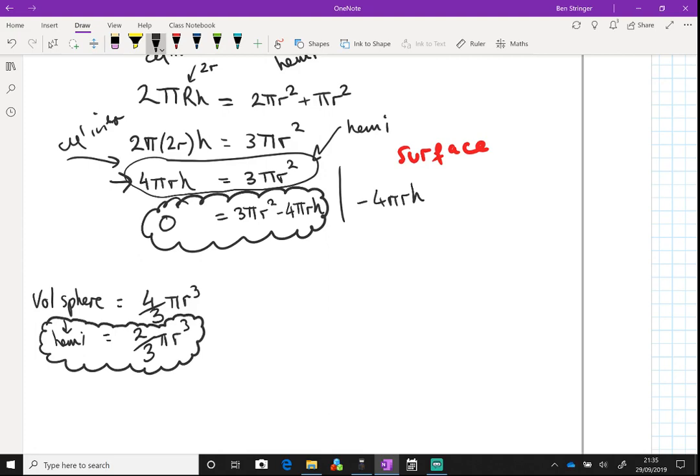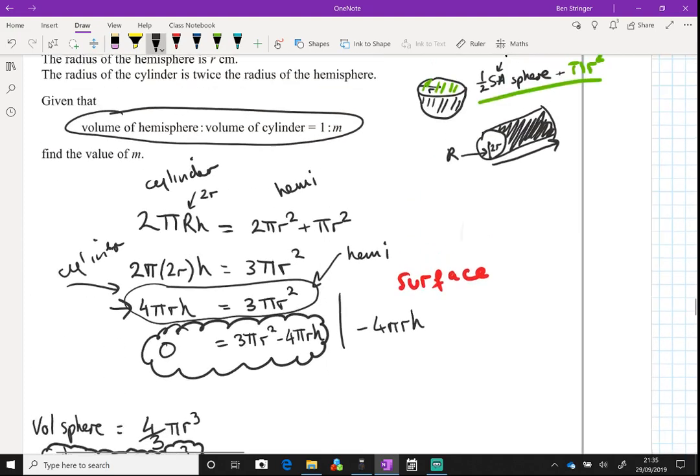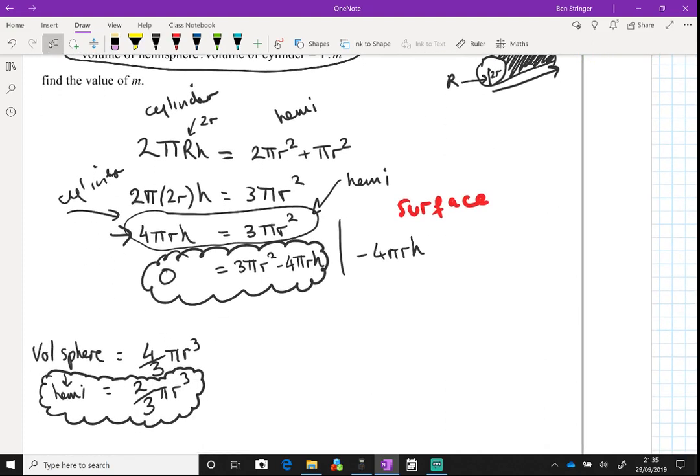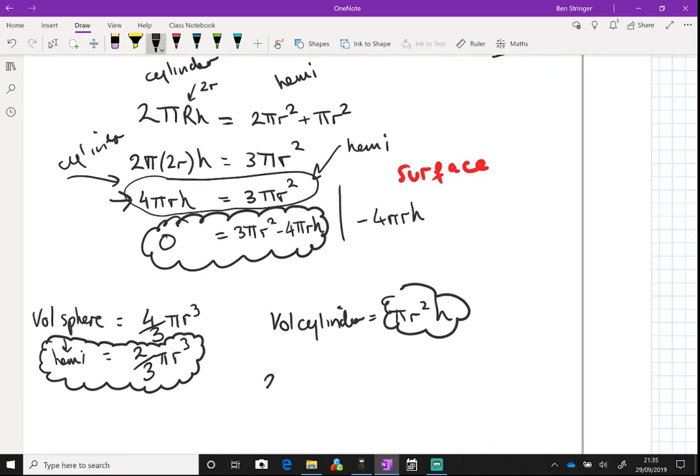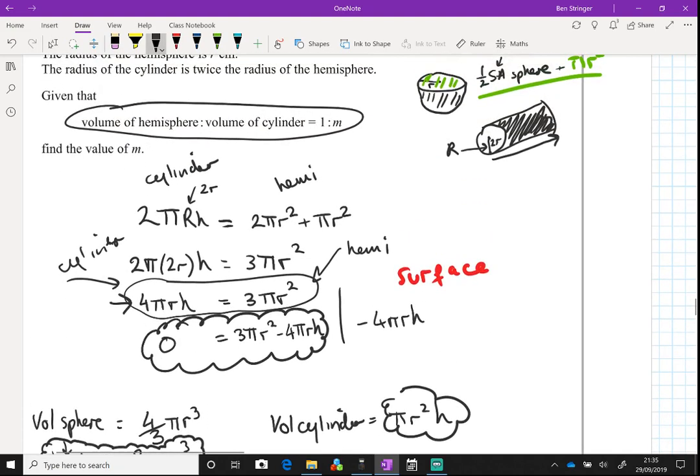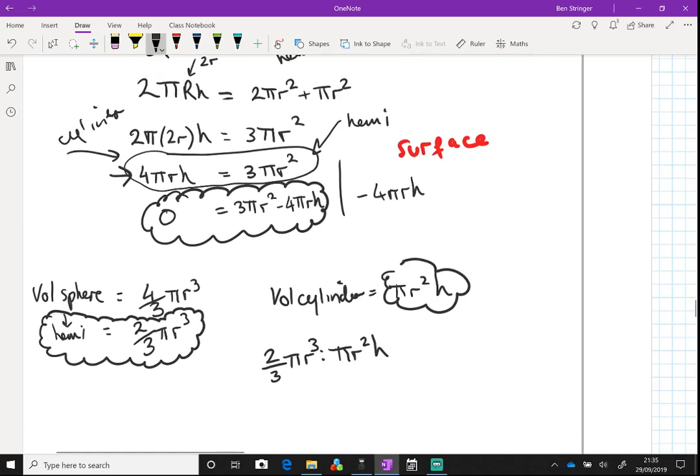Now we need the volume of a cylinder. I think it said that there. Volume of a cylinder, which is pi r squared h. So just using the formula page at the moment. Pi r squared times the height. Now it says, what can we do with it? It says if we do that to that, this to this, it's equal to 1 to m.